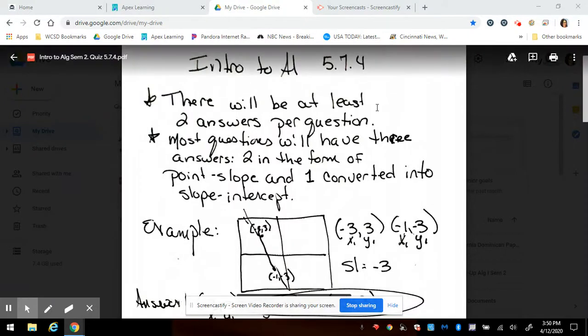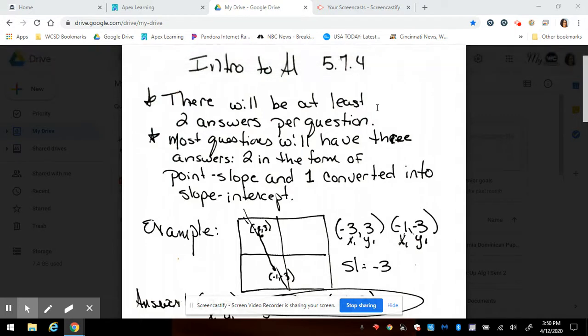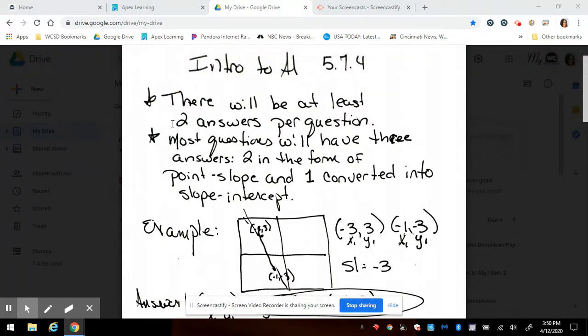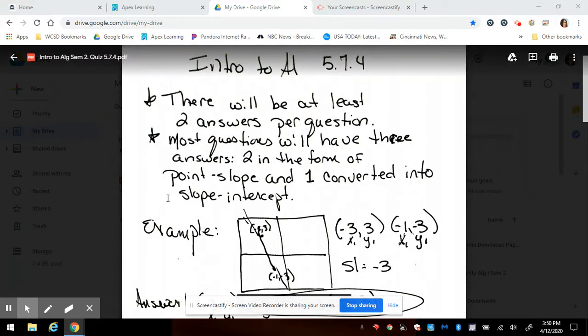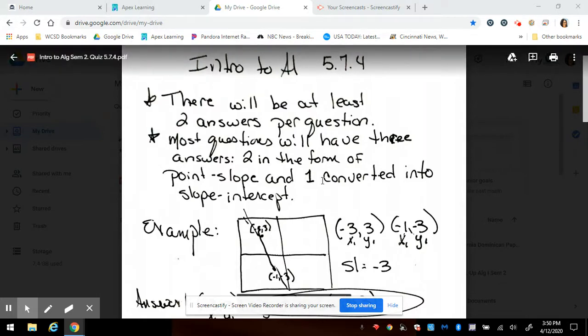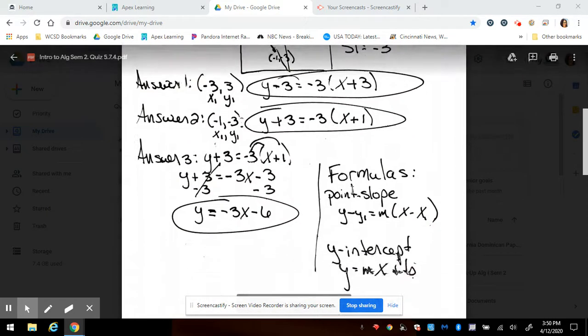For this quiz, most of your questions are going to have at least two answers. They'll all have at least two. Most are going to have three. Two of them will be in point slope form, and then that extra one will be converted into slope intercept.